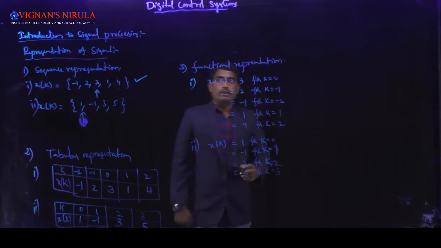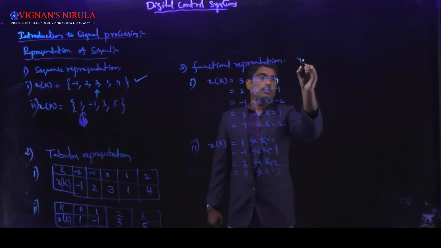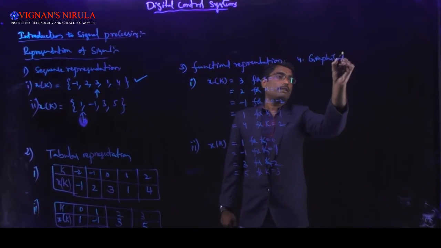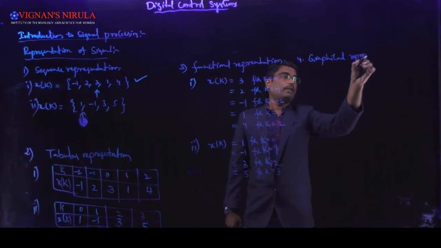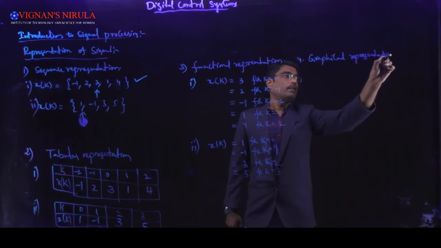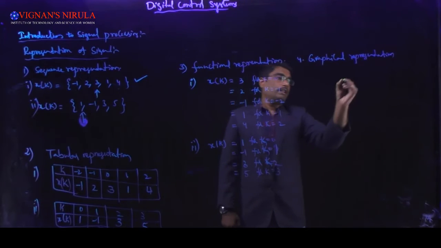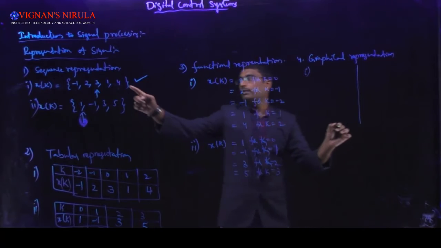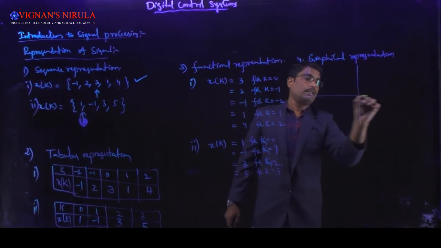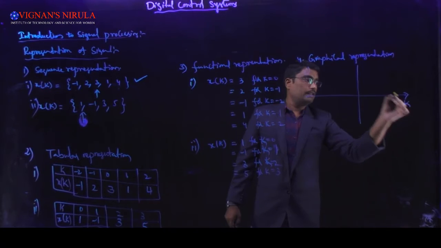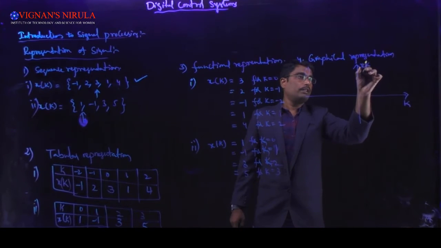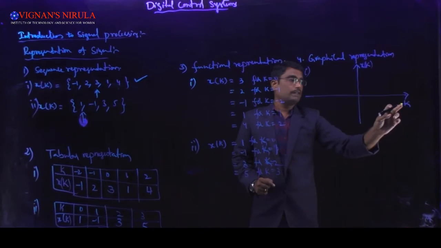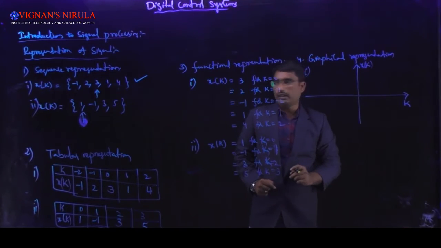And lastly, we are having one more representation, which is nothing but the graphical representation of a signal. In case of graphical representation, how can we represent a discrete time signal? See here, graphical representation. Here also I am representing the first signal x of k graphically. So this is k and this is x of k. We are drawing x of k with respect to k. So this is the time axis and this is the x of k axis.